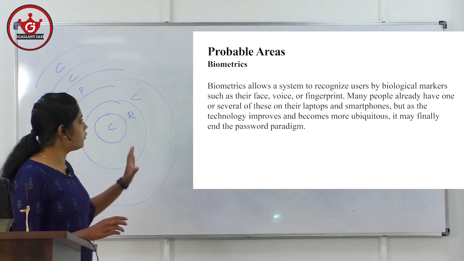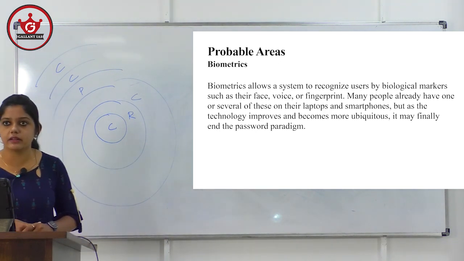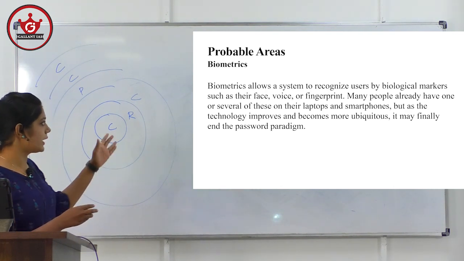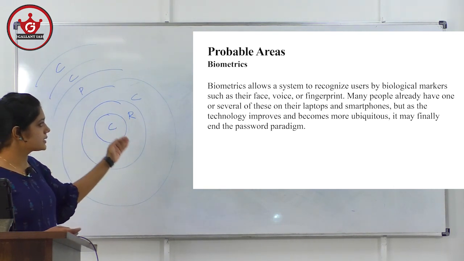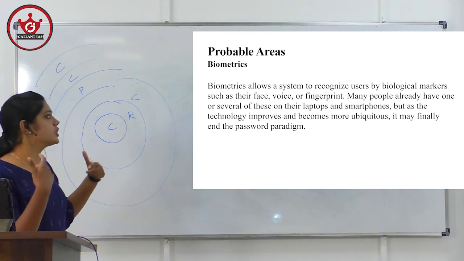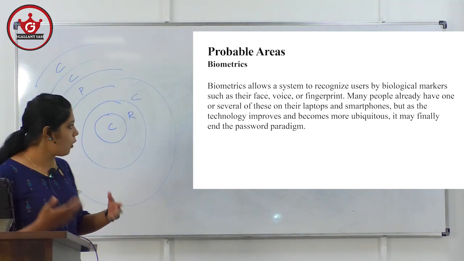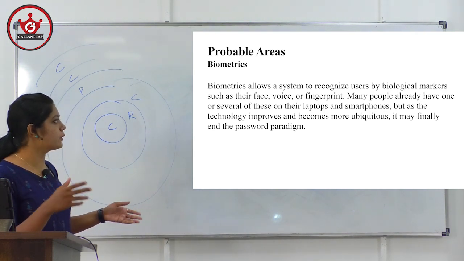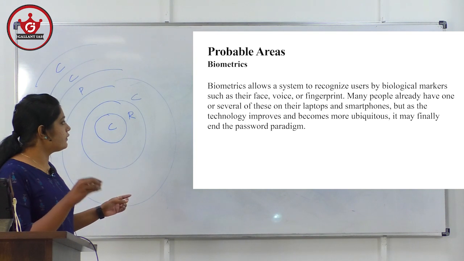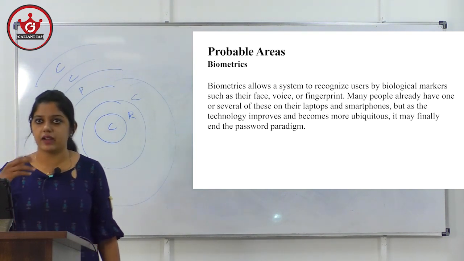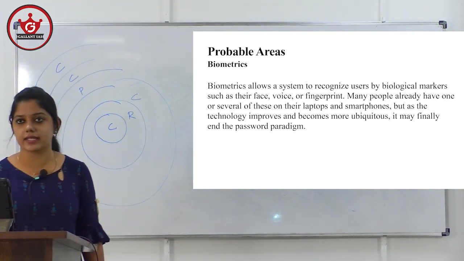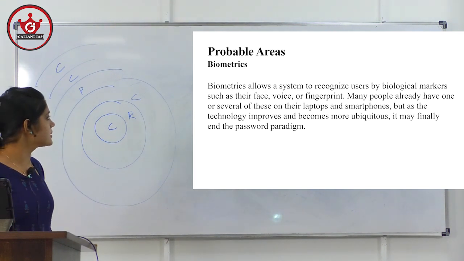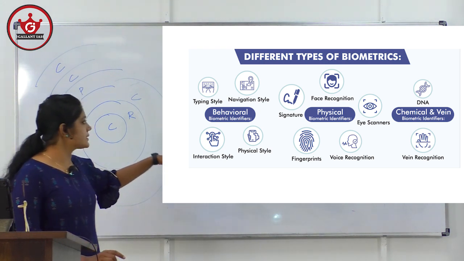probable areas. First is biometrics. What is biometrics? Fingerprint, face recognition technology. Biometrics allows a system to recognize users by biological markers such as face, voice, fingerprint. Many people already have one or several of these on their laptops, smartphones, etc. It may finally end the password paradigm. We'll end this password kind of thing with voice recognition and fingerprints. That is what is called biometrics. I have given different types of biometrics.